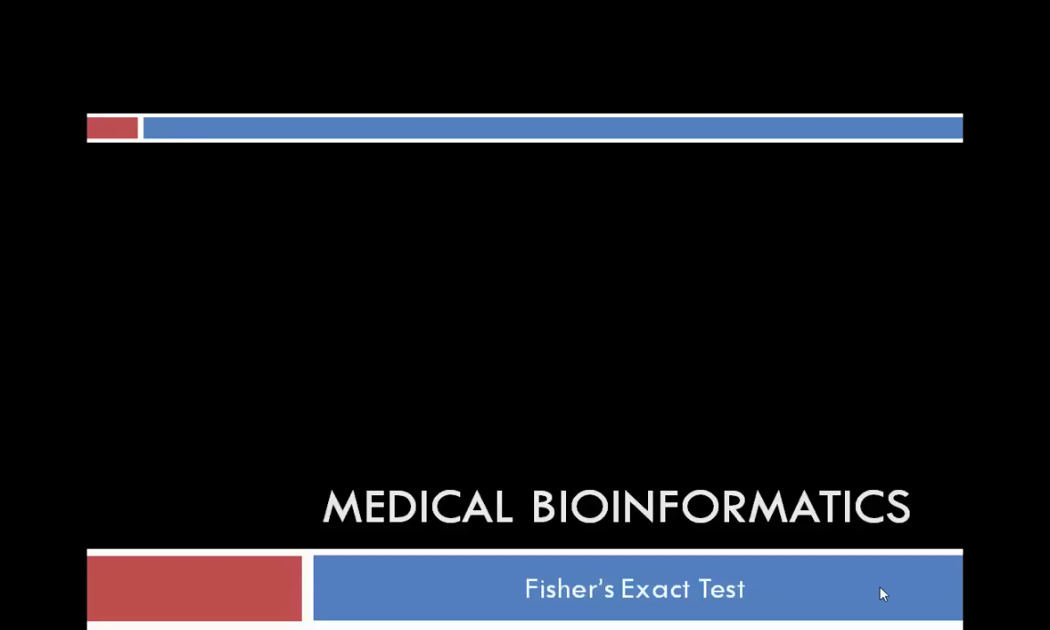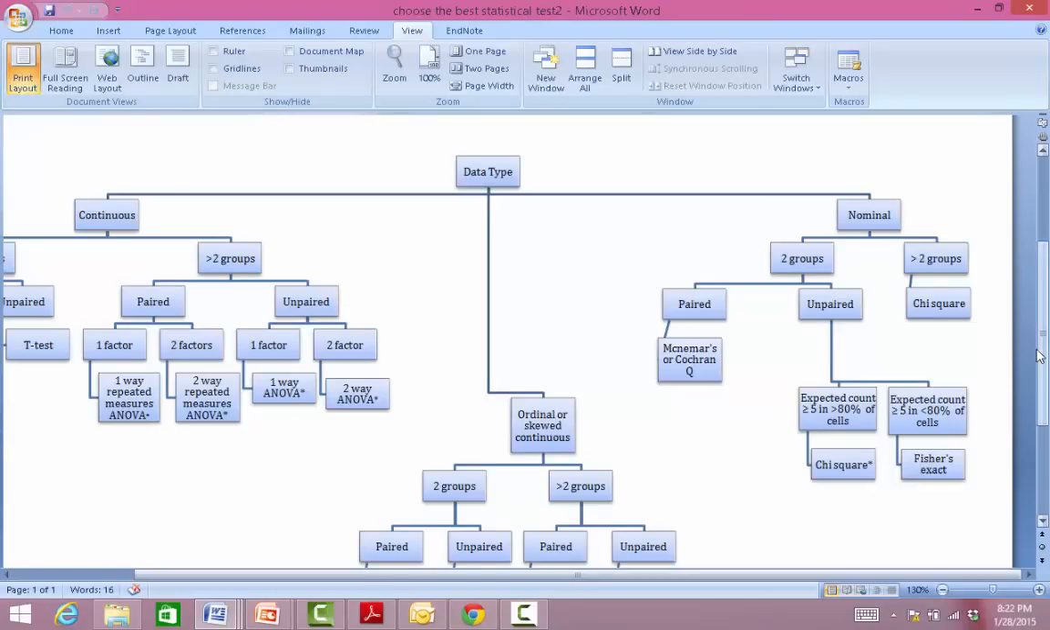Alright, our next lecture is going to be looking at the Fisher's exact test, which is another statistical test that we use for nominal data. When we pull up our decision tree diagram here, we can see that we use a Fisher's exact test when we have two groups of nominal data that's unpaired.